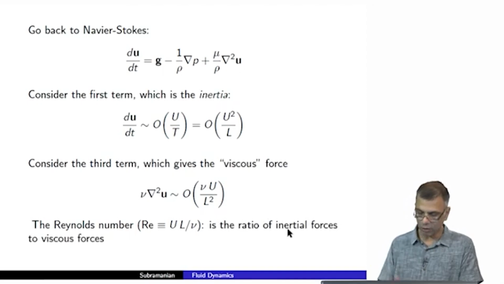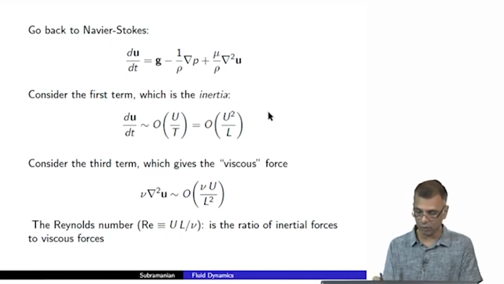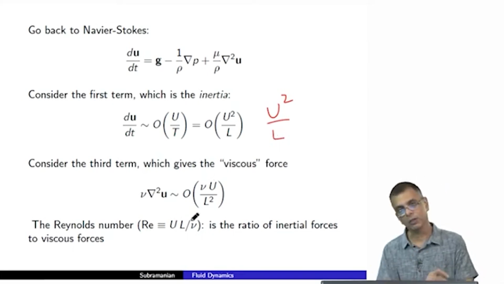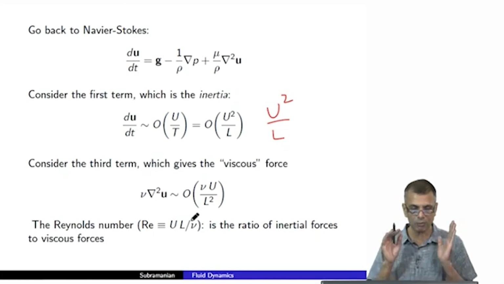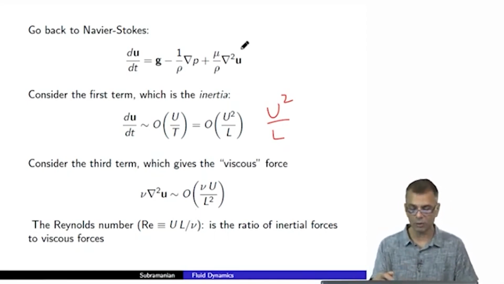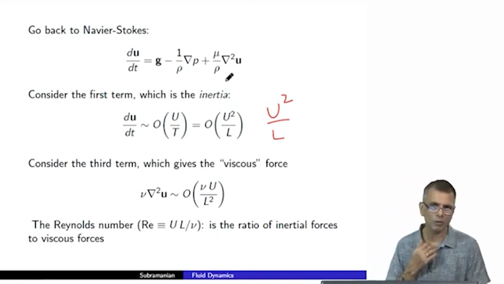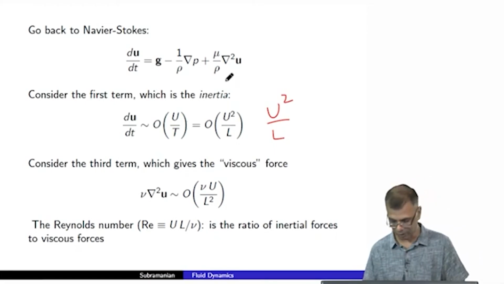You already guessed it. The ratio of the first term to the third term is by definition the Reynolds number, and if you divide U squared over L by this, you get the Reynolds number as UL over nu, as we've been writing all along. So this is simply to re-emphasize the fact that the Reynolds number is a ratio of the inertial term to the viscous term, broadly speaking. That's probably one of the most basic ways of understanding the Reynolds number.